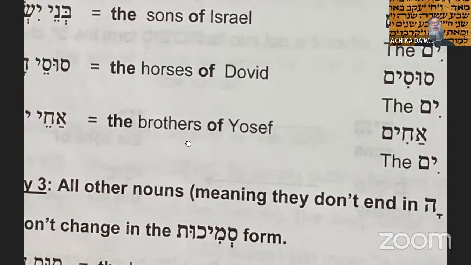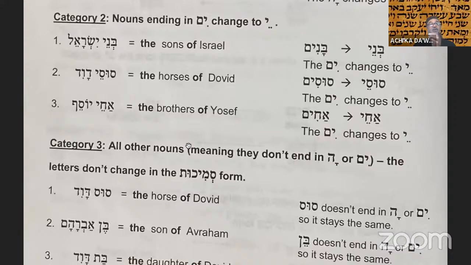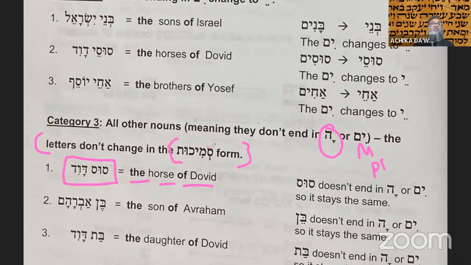Okay. So all the other nouns, meaning those that don't end in these two particular endings, the feminine or the masculine plural, the letters don't change. So you've got Sus Dawid. That is the horse of Dawid. You still have the semi-coup. So the only time a semi-coup changes something is when you have Susa or Susim.